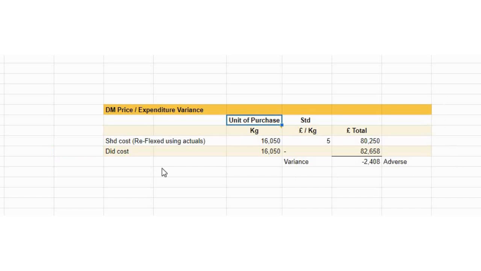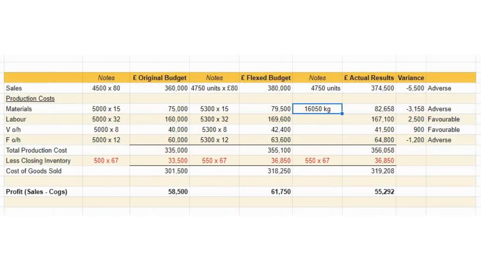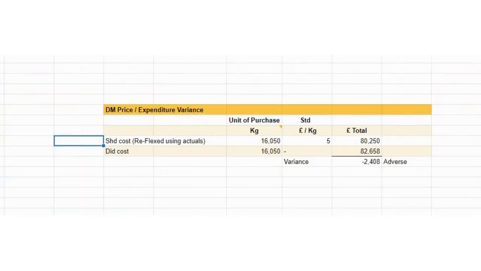So the unit of purchase we've got are kilograms, and from the table we know that 16,050 kilograms were purchased at a cost of £82,658. So I call it reflexing the budget using the actuals. So 16,050 kilograms of material at the standard cost of £5 per kilogram should have cost £80,250.